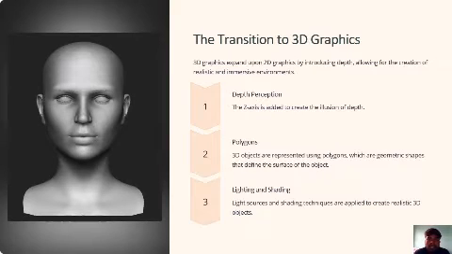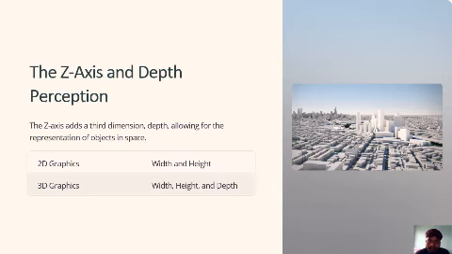And the transition to 3D graphics. 3D graphics expand upon 2D graphics by introducing depth and allowing the creation of realistic and immersive environments. Depth perception: the z-axis is added to create the illusion of depth, and 3D objects are represented using polygons, which are geometric shapes that define the surface of the object. Lighting and shading are the source of the images that provide realistic textures.